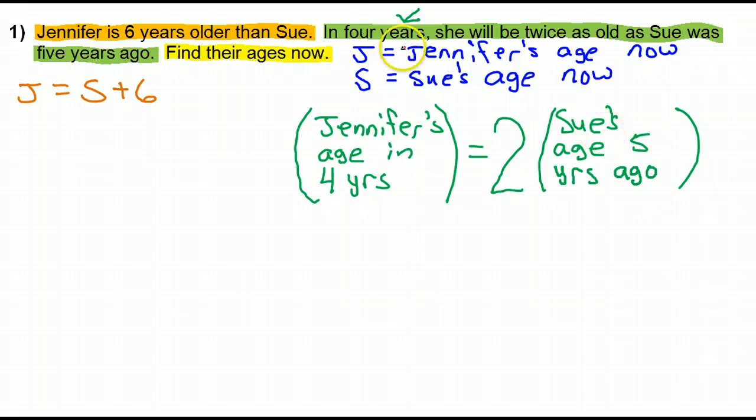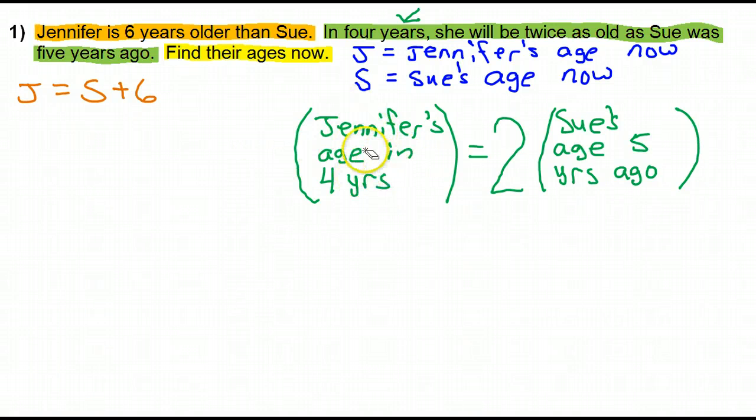Okay, so let's just understand this. In 4 years, she will be twice as old as Sue was 5 years ago. So that means Jennifer's age in 4 years should be twice Sue's age 5 years ago. All right, that's what we're dealing with. Now, if you can understand that, like right here is where I lose many students. But if you can wrap your head around where I got this word sentence from, the rest I think you'll be able to do with no problem.